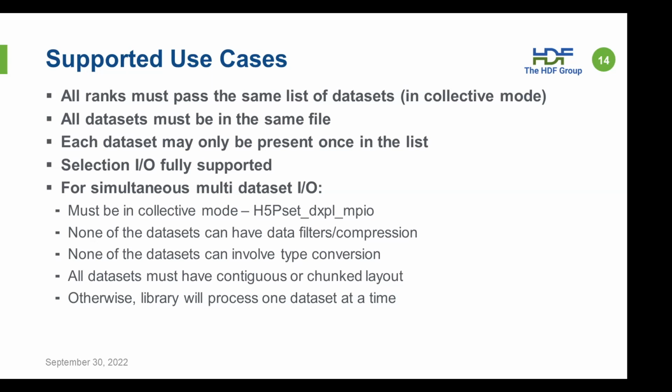And all the data sets need to be contiguous or chunked, so no external or compact or virtual data sets. And if you don't meet these 4 requirements in the subheadings, it'll still work, but it will instead process one data set at a time. So it won't be any faster than if you just called H5Dread in a loop or something like that. But it may be more convenient.